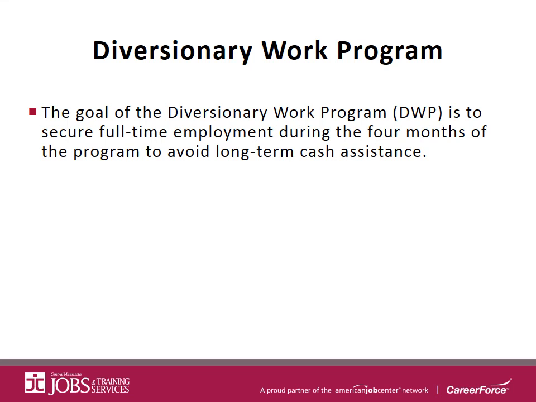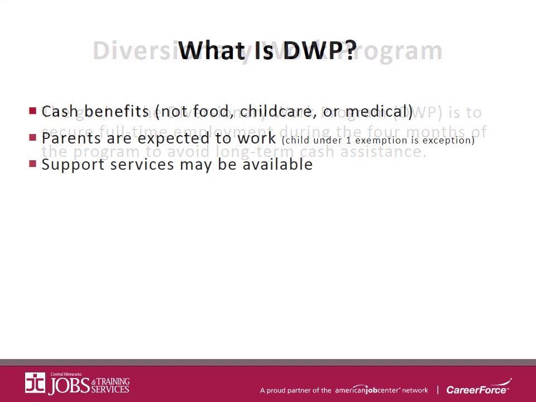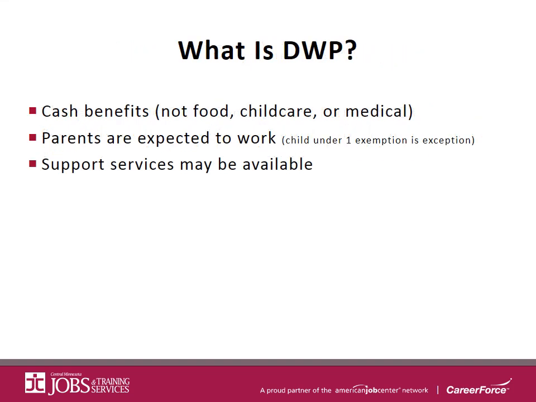The goal of the Diversionary Work Program, also known as DWP, is to secure full-time employment during the 4 months of the program to avoid long-term cash assistance. What is DWP? DWP is a 4-month program with the goal of full-time employment. DWP expects full-time work or job search activity.